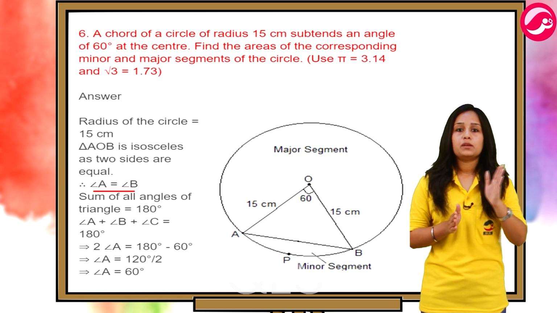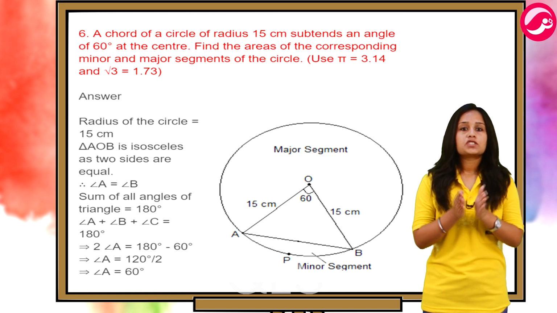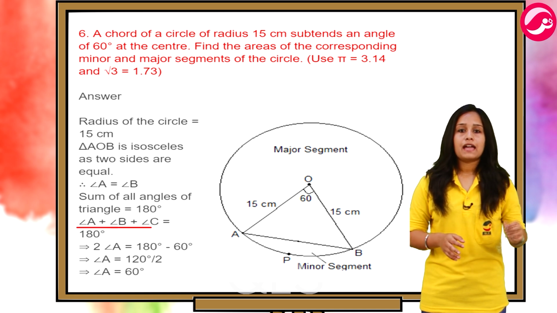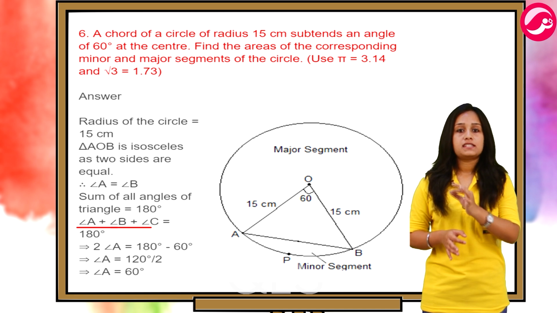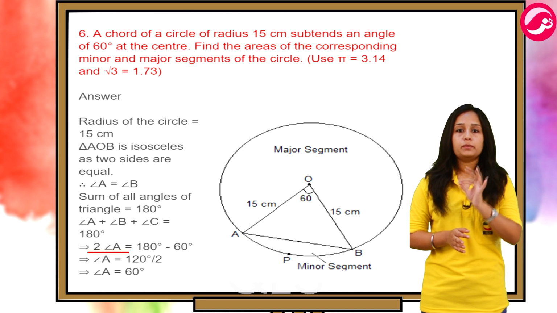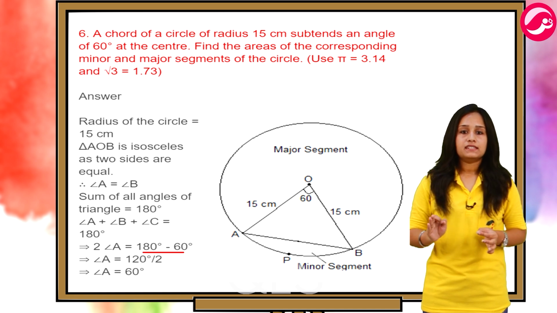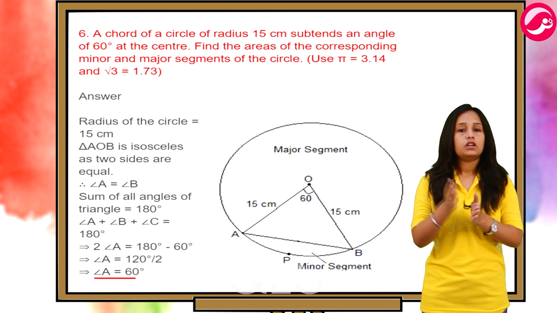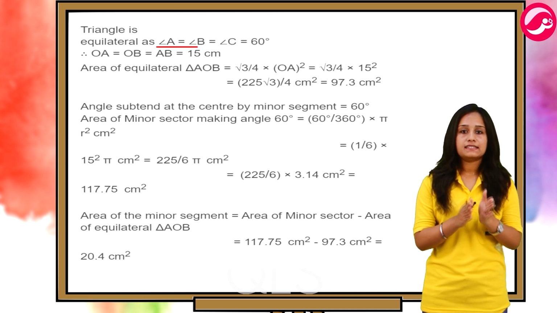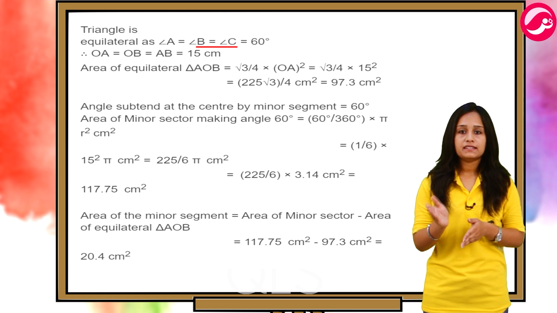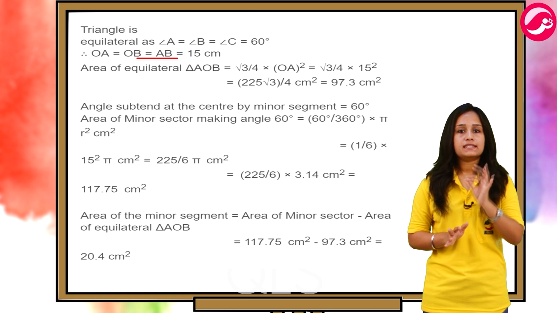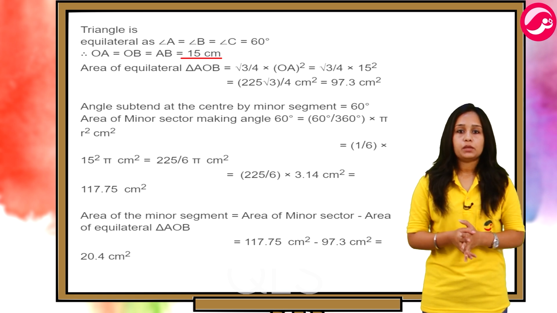Therefore angle A will be equal to angle B. Now the sum of all angles of a triangle is equal to 180 degrees. Therefore angle A plus angle B plus angle C will be equal to 180 degrees. Now 2 into angle A will be equal to 180 minus 60. Therefore we get angle A is equal to 60 degrees. So the triangle is equilateral as angle A is equal to angle B is equal to angle C, that is 60 degrees. Therefore OA is equal to OB is equal to AB, that is 15 centimeters.